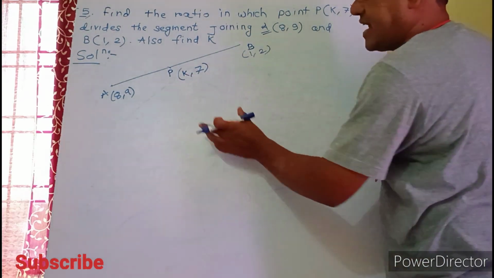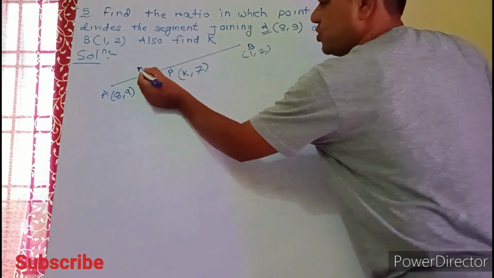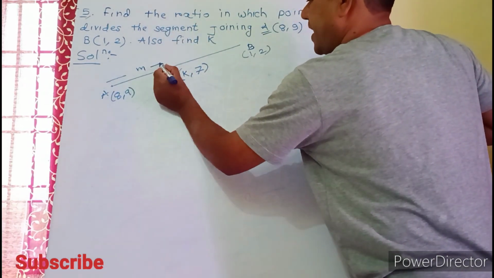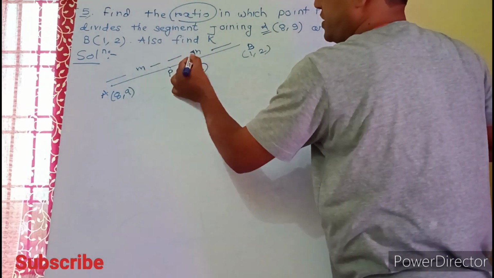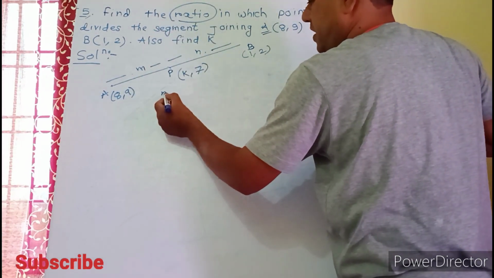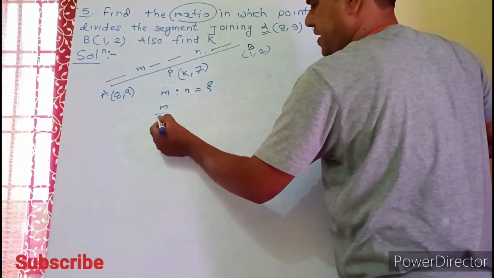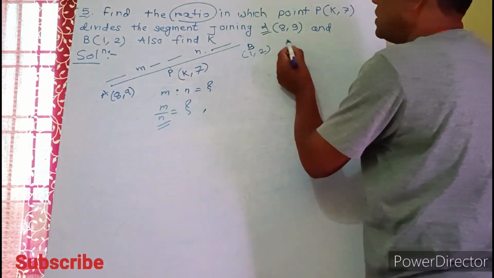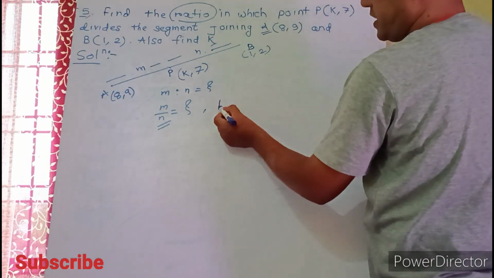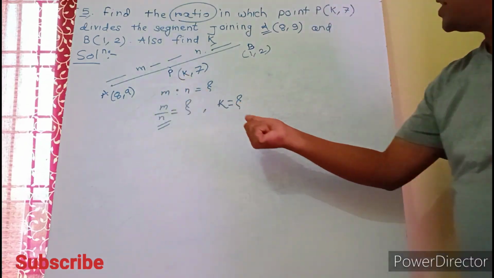Now consider that point P is dividing segment AB in the ratio m to n. Therefore we have to find the value of m to n, so m to n equals question mark, or m by n equals question mark. We also have to find the value of k, so k equals question mark. Then how can we solve this question?